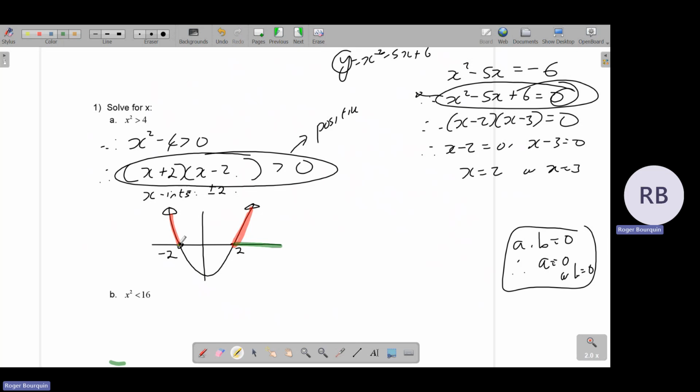So there, that's your answer. I'm looking for the red part of the graph. The red part of the graph is where x squared minus 4 is bigger than 0, where your y coordinates are positive. So it's to the right of 2 and to the left of negative 2.